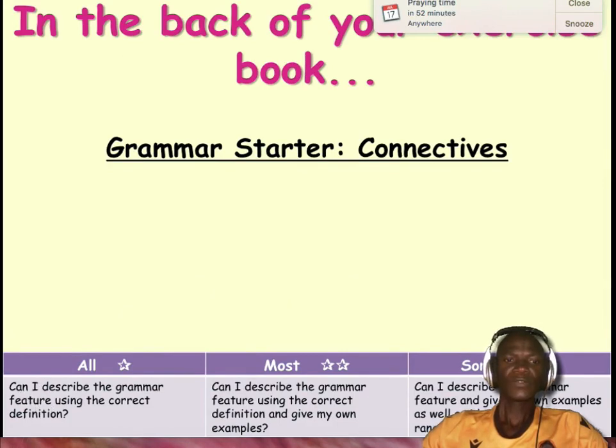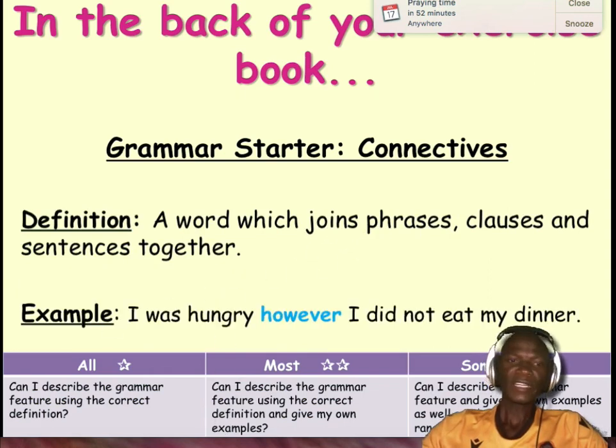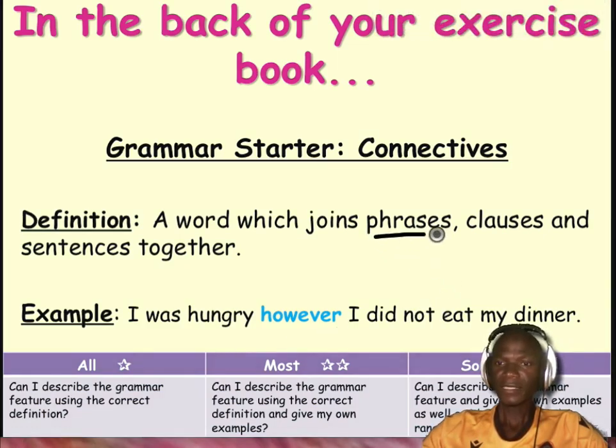Our lesson that we are having today is on connectives. We start by defining what connectives are. A connective is a word that joins phrases, clauses, and sentences.